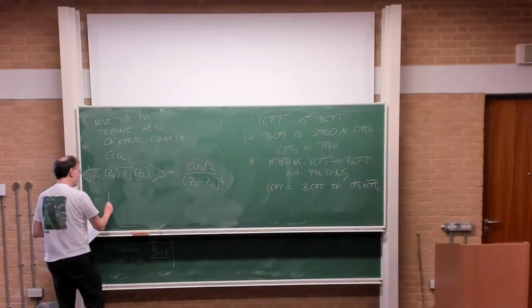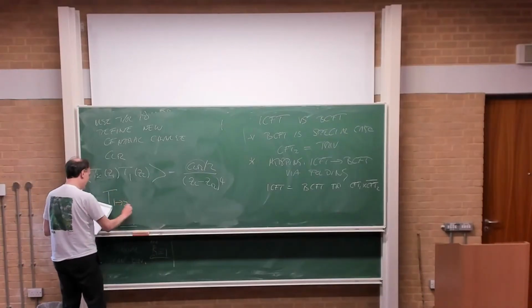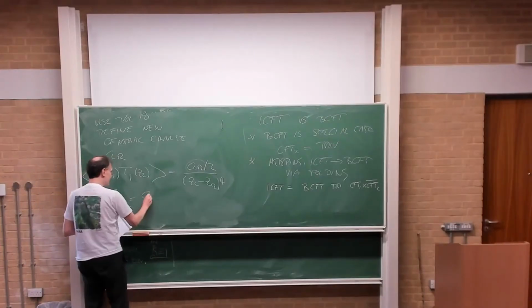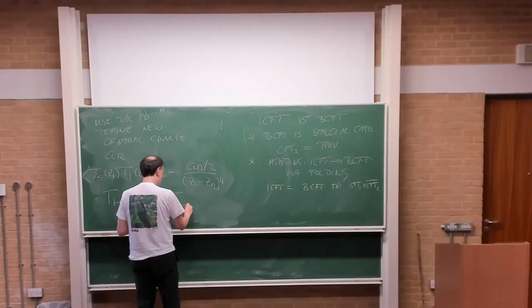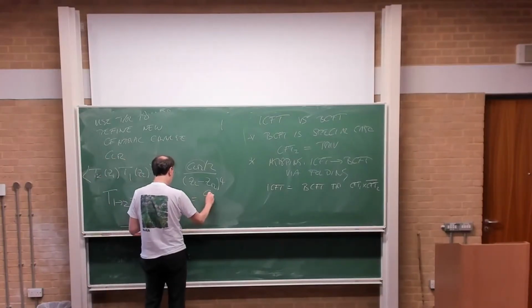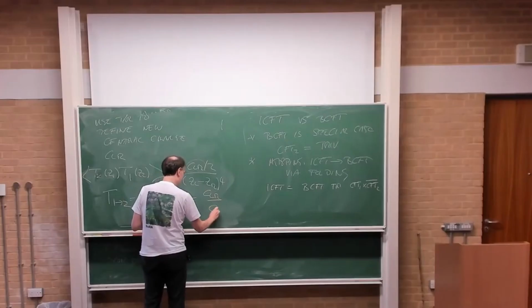And now you can calculate the transmission coefficients. If you transmit 1 to 2, this is given by C left right over C2, whereas if you transmit 2 to 1, that transmission coefficient is given by C left right over C1, right?